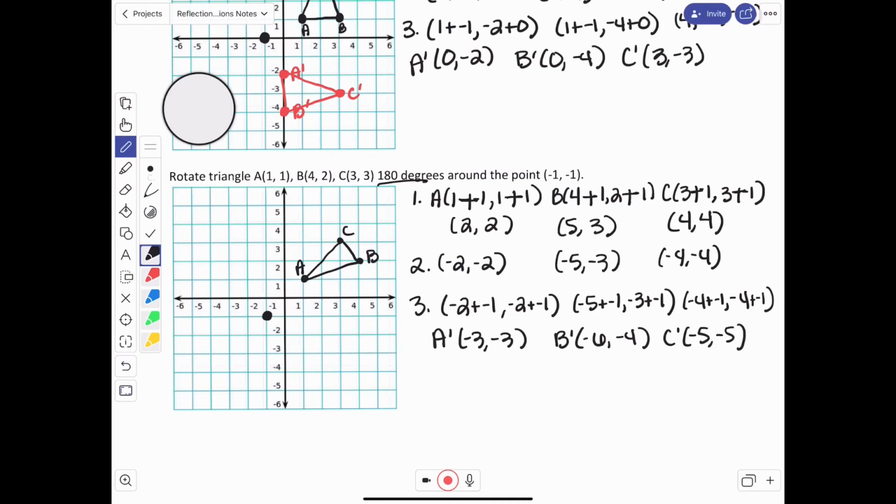So what that's going to look like, here's A. B is going to be over here. And C is going to be down here. And you can see it was rotated. You can see how they're kind of evenly spaced from that point.